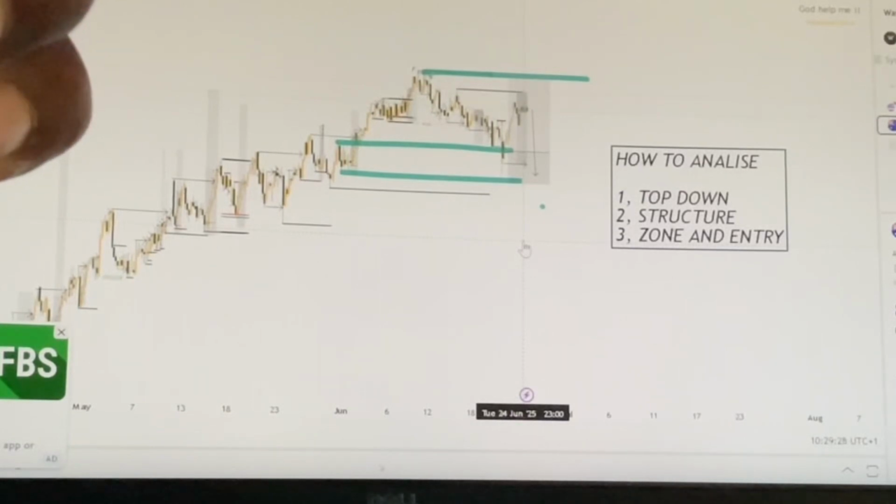If it's clear, tell me if it's clear. You know what I mean by buy low, sell high right now.